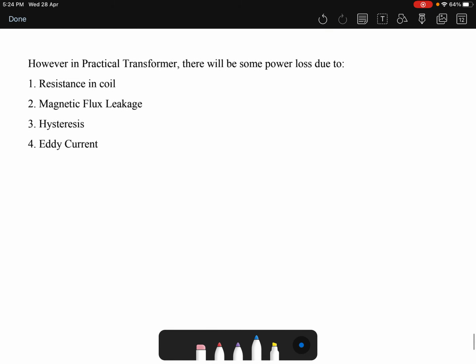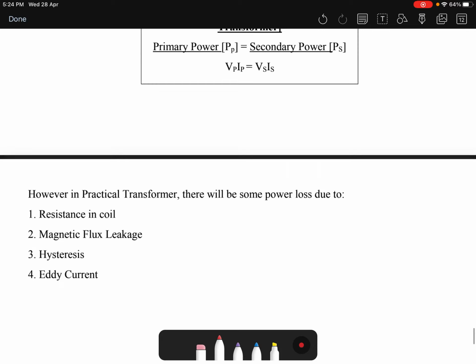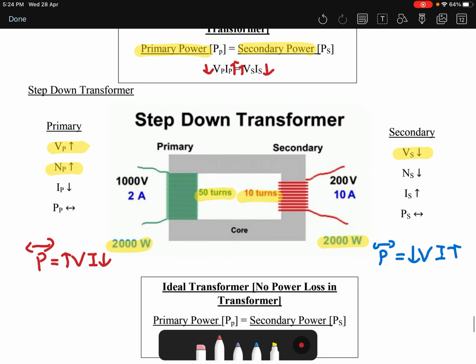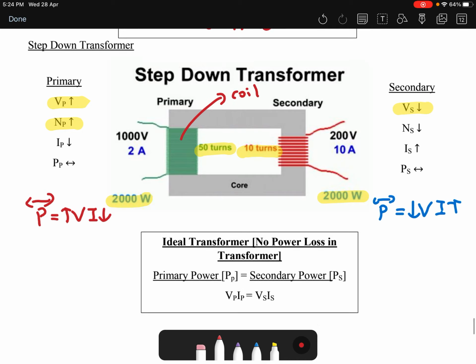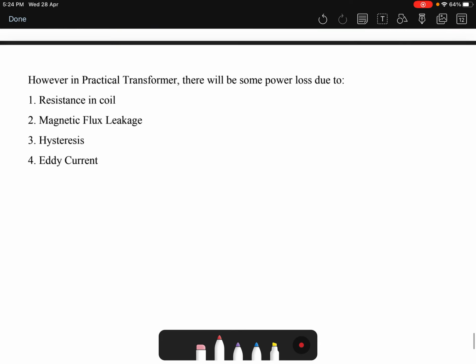In real life situations, there isn't a 100% ideal transformer. There will be some power loss due to 4 factors. The first factor, of course, we know is the resistance in the coil. There will be some resistance inside the coil right here. So some current will be lost as heat energy, so your current will not be the same. Second will be magnetic flux leakage.